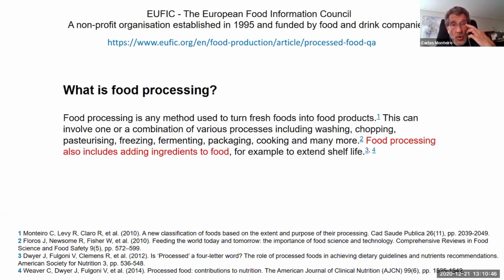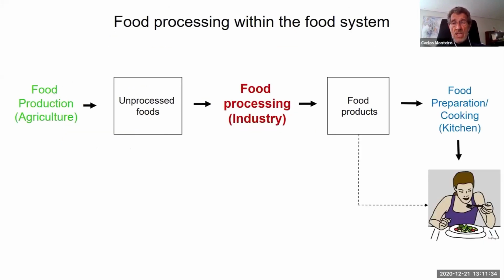They say food processing involves one or more combination of various processes, including washing, chopping, fermenting, packaging. Packaging is part of food processing. This is recognized here. And more important, food processing also includes adding ingredients to food, for example, to extend shelf life, for example, additives. So as we see here, the inclusion of ingredients in food products belongs to food processing. Some critics of NOVA say NOVA is heavily based on the list of ingredients. Yes, it's true. But the choice of ingredients in a product is part of food processing, and this is recognized here.